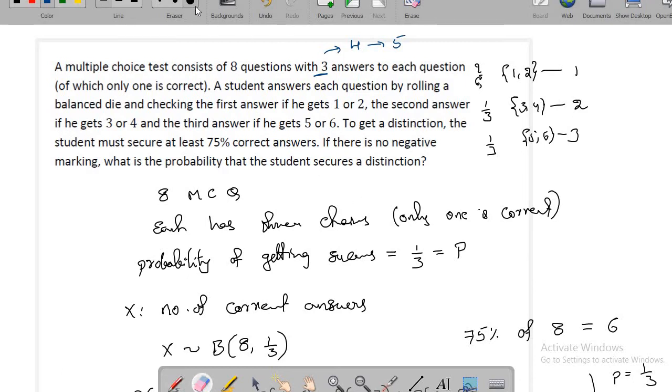Okay, why? Because the probability of getting success is decreasing here when you increase the options. So if you have 3 options, this is 1/3. If you have 4 options, this is 1/4. If you have 5 options, this is 1/5. The probabilities are getting decreased when the options are more.